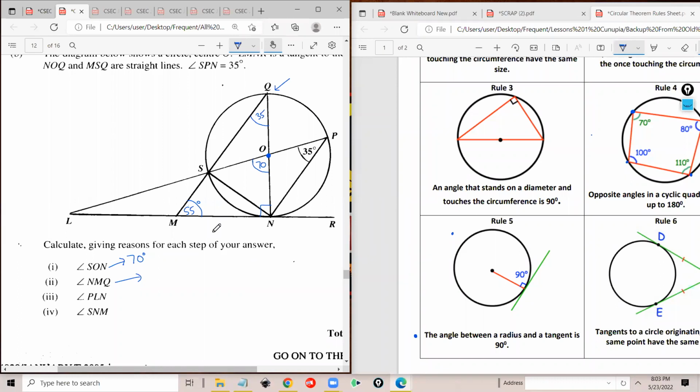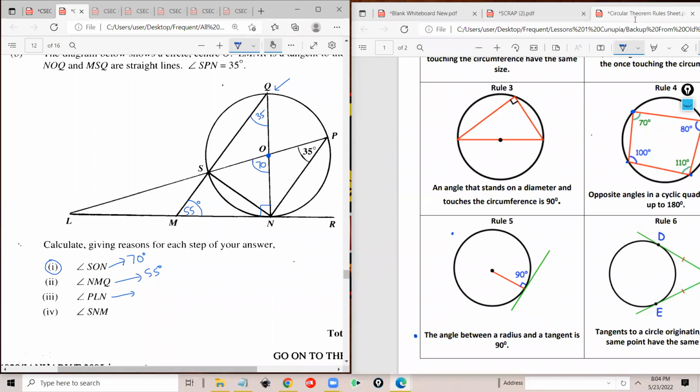All right, no problem, Jordan. Right, so PLN. While you all try PLN, someone just wanted a re-explanation. I'm not too sure if there's a word for angle SON.